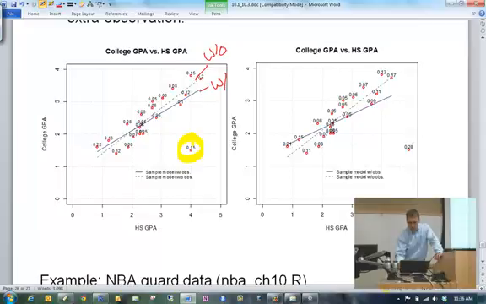Alternatively, suppose that we increase that high school GPA to 4.9. Now it's farther from the center of all the high school GPAs, and look at what happens to my regression model. It pulls it down even further than what it did in the first plot. So it exerts even more influence. It has a larger hat matrix diagonal value.